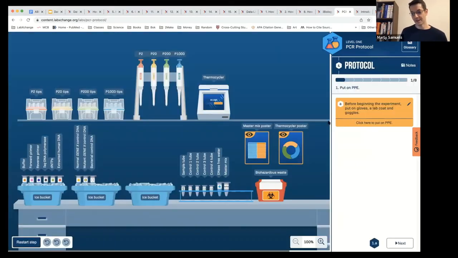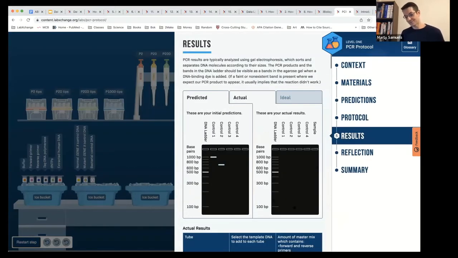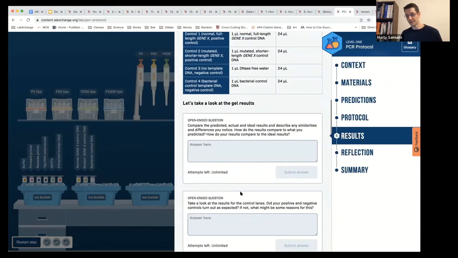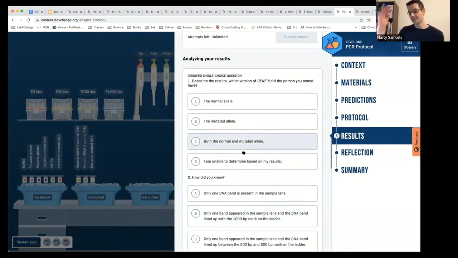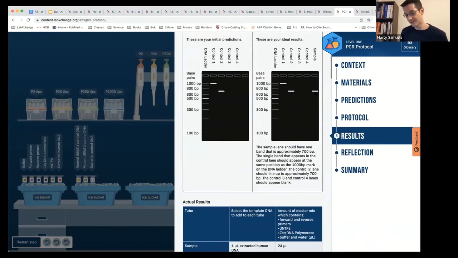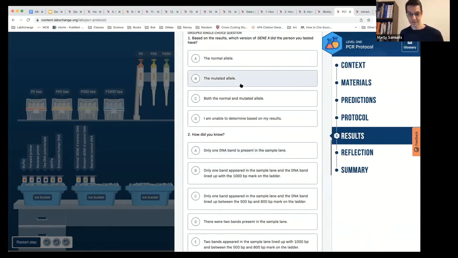Then when they do the experiment, they get their actual data. I didn't do the experiment, so you don't actually see any data lighting up in this box, but a user can compare their predicted data to their actual data and to the ideal data for that experiment. Then we ask a series of open-ended questions and paired questions where they have to explain what conclusion they draw from their data, so what is the claim, and a linked rationale. Here the data is this mutated gene, which is only 700 base pairs, smaller than 1,000 base pairs.